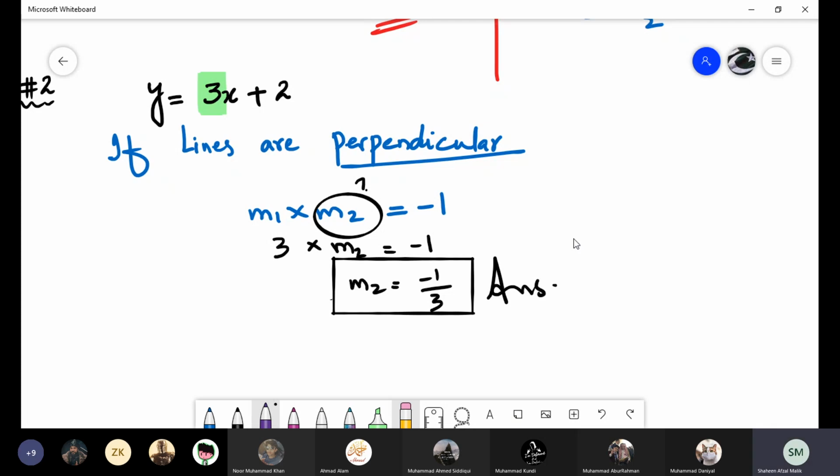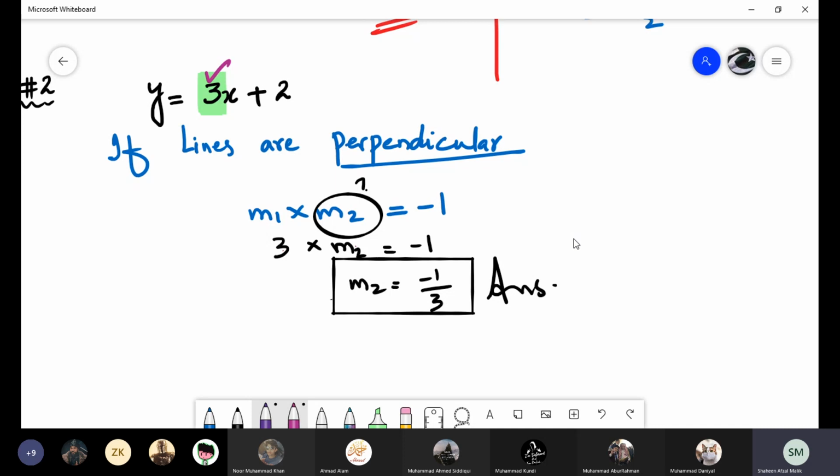Yes, boys, because the lines are perpendicular here, so we will write the formula m1 multiplied by m2 is equal to minus 1. Only one line is given, so we will just substitute this 3. This 3 is the slope here. We want to find out m2, so keep the m2 on the same side and take this 3. It is multiplied here. When you move to the other side, it will be divided. So you can see this is the negative reciprocal of m1.